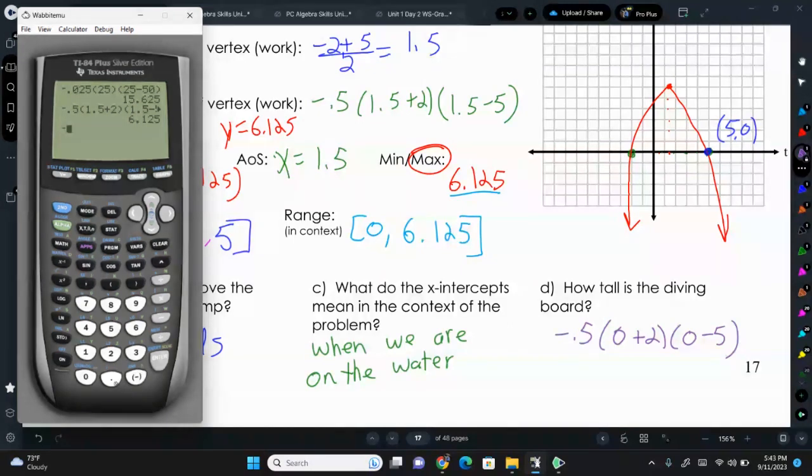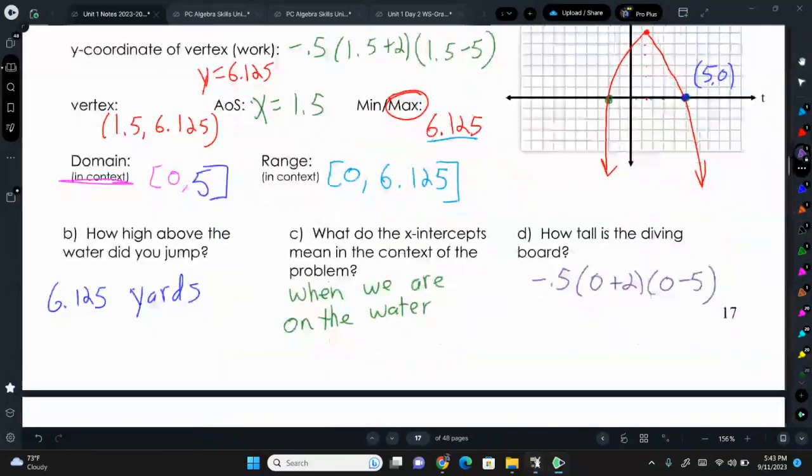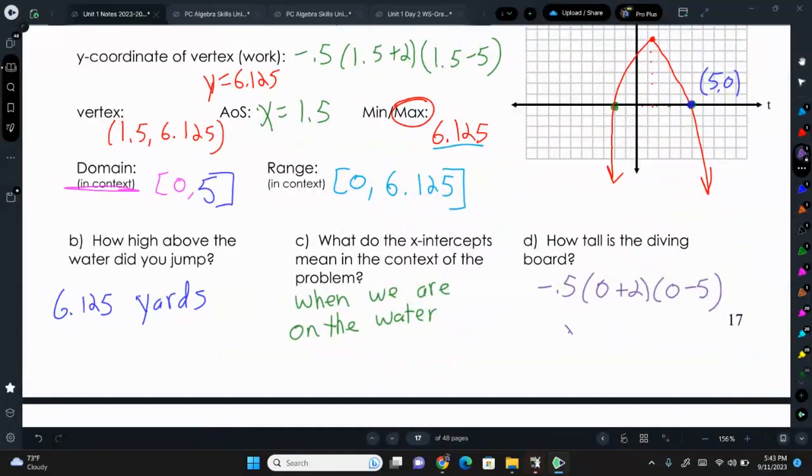So -0.5 times 0 plus 2 times 0 minus 5. So the y-intercept is 5. That's how high the diving board is, 5 feet. Now you might have been able to go by the picture, but the math is way more accurate than the picture.